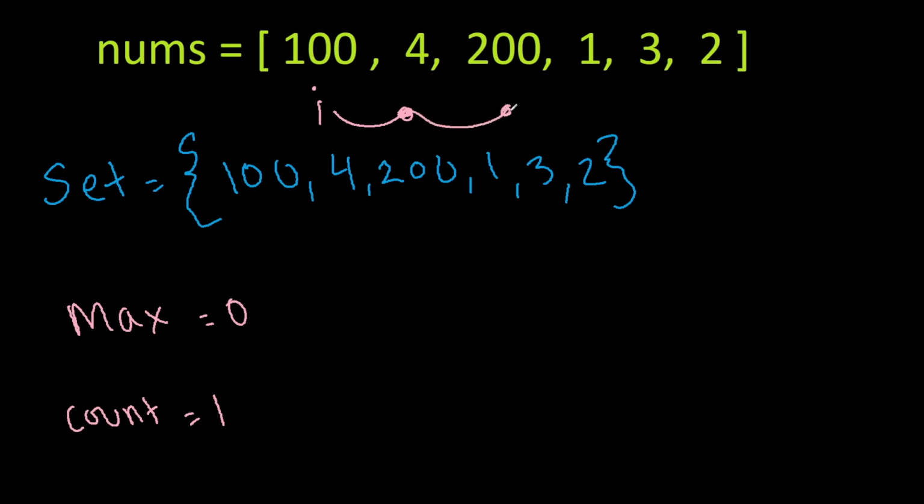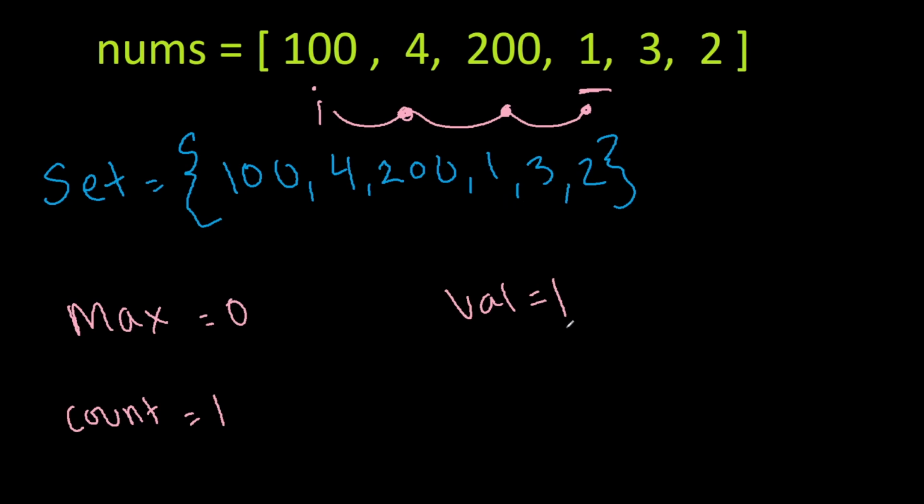So we're going to increase i by 1, and now we're at 200. At 200, we look into our set, and we're looking for the number 199. You don't see that in there, no big deal. So we're going to increase i by 1, and the value is 1. We want to look into our set and make sure that there's no 0 in there, and there's not.